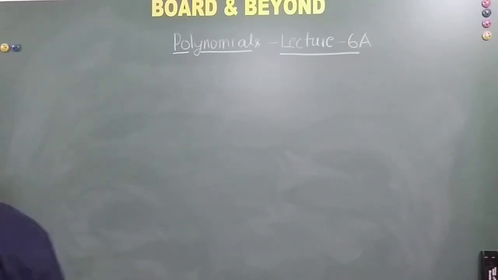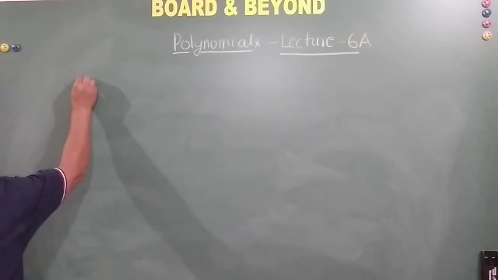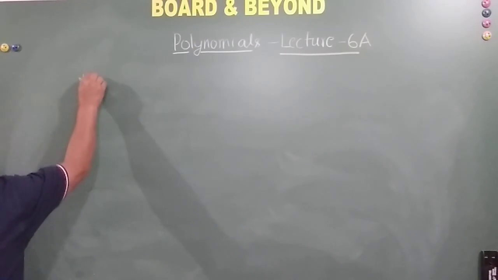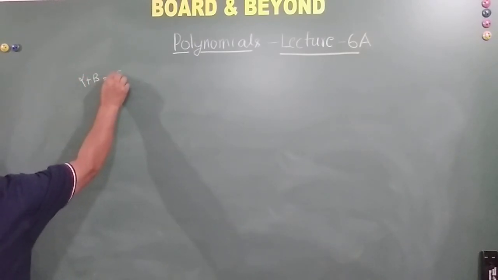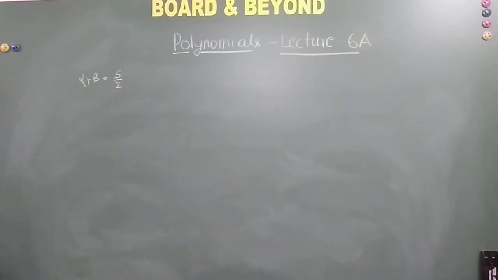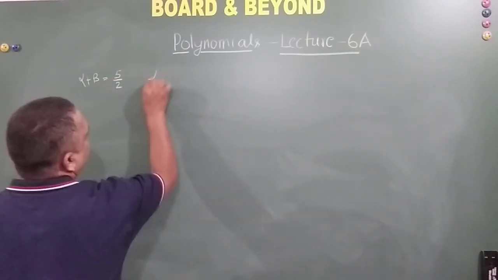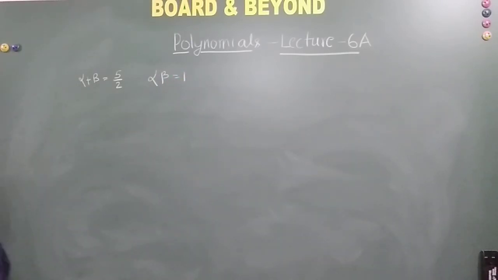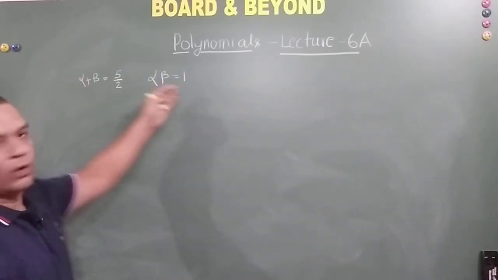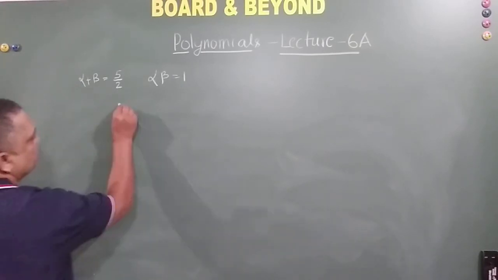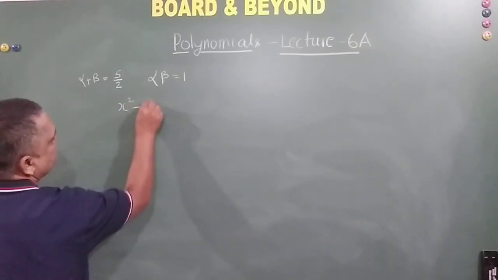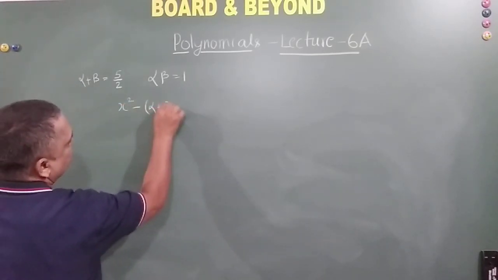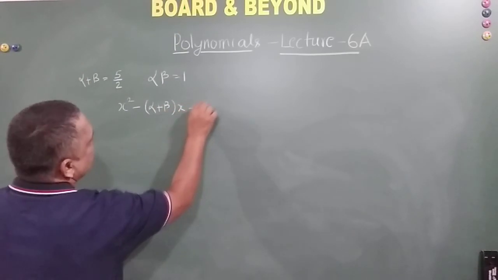Right? Find a quadratic polynomial, the sum of whose zeros, that is alpha plus beta, is equal to 5 by 2. And product is 1. Alpha beta is equal to 1. Okay? Find the zeros also. So we all can write very easily. So x square minus alpha plus beta into x plus alpha beta.